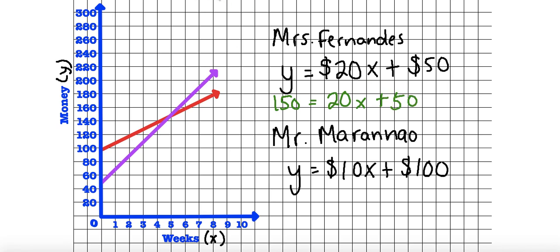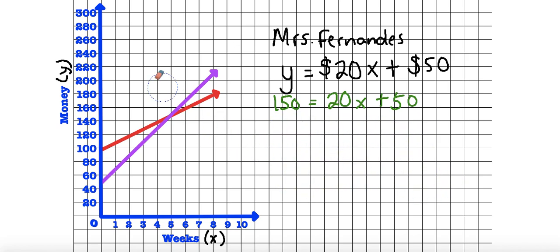And if I wanted to know how long it took to save $150, I would simply solve for x. So minus 50 minus 50. Those are inverse operations, so it cancels out. 150 minus 50 is 100, is equal to 20x. I want to isolate my x, so I'm going to divide both sides by 20.